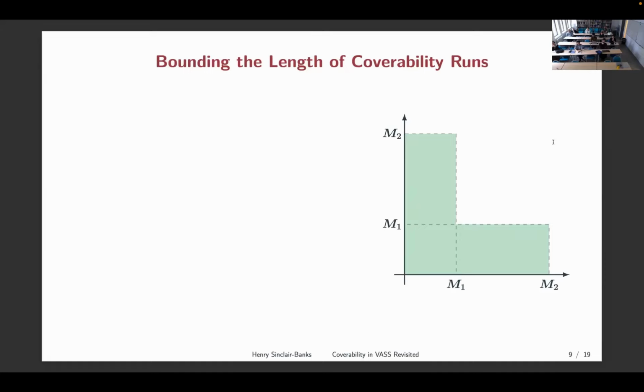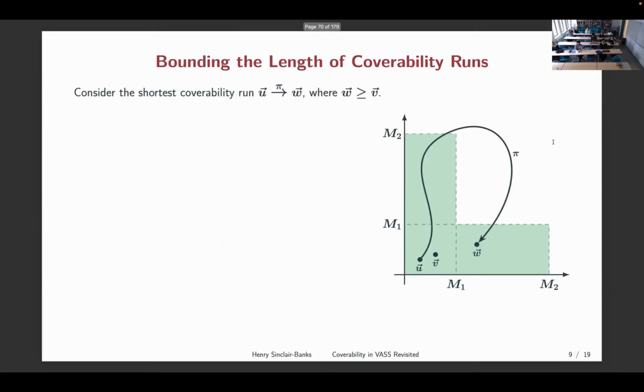So how do we actually bound the length of coverability runs? This is the overall proof structure of Rackoff's, from a high level perspective. The first thing is, imagine you'd like to do coverability from some vector u to at least some vector v. A positive instance here would be to be able to reach some point that is above and to the right of v. So imagine there's a run. In fact, imagine that you have the shortest possible run in terms of the number of transitions that you take, from u to some vector w, and notice that w is indeed to the right and above v.